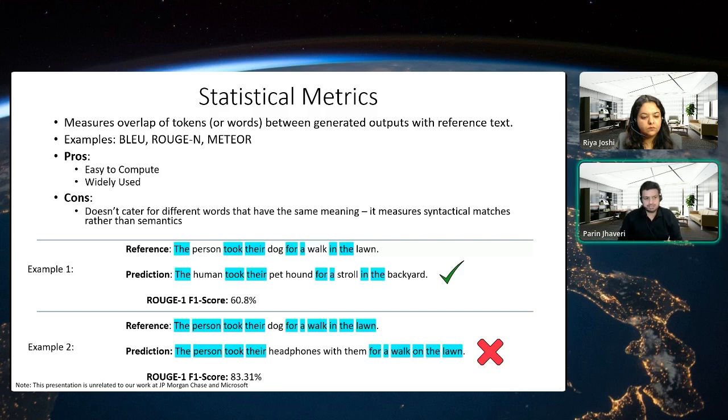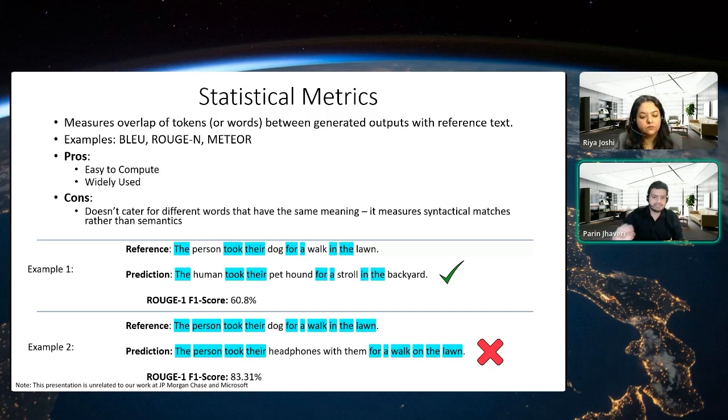The major disadvantage of these methods is that they don't cater for different words that have the same meaning. That means they measure only the syntactical matches rather than actual semantics, which is the actual meaning of that particular body of text. Let's take a look at an example.